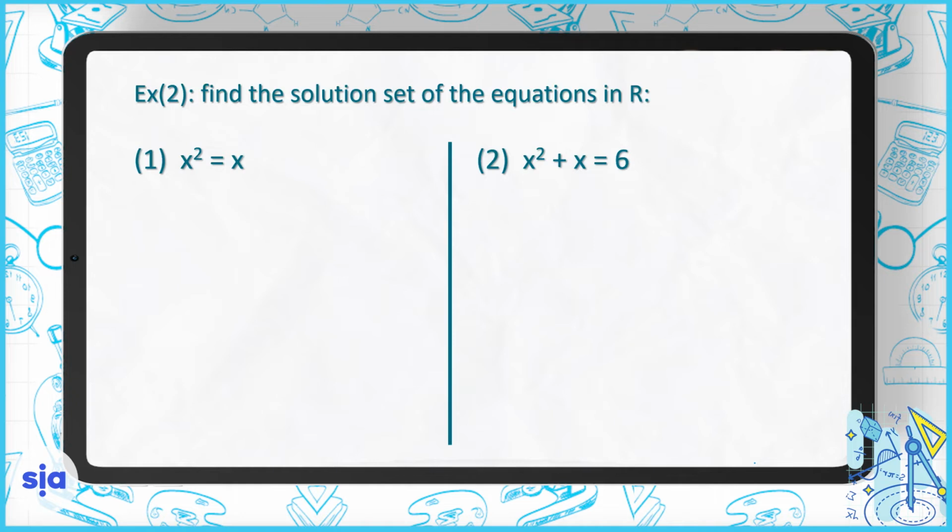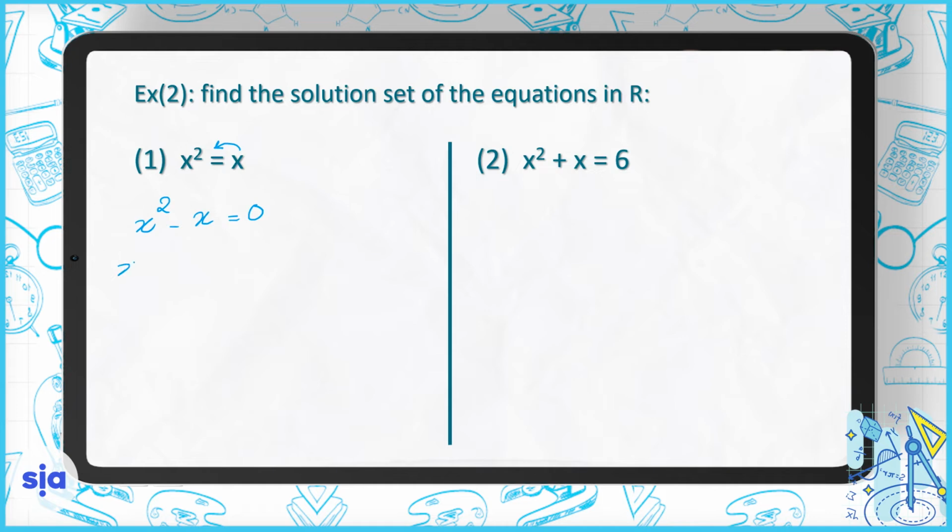Let's now move on to exercise number 2, where we have the variable in different sides of the equation. For question 1 here, we want to make it equal 0, so we are going to move this to this side. The x, we're going to move it inside, so it will be x squared minus x equals 0. Now, it's an easy equation for you.